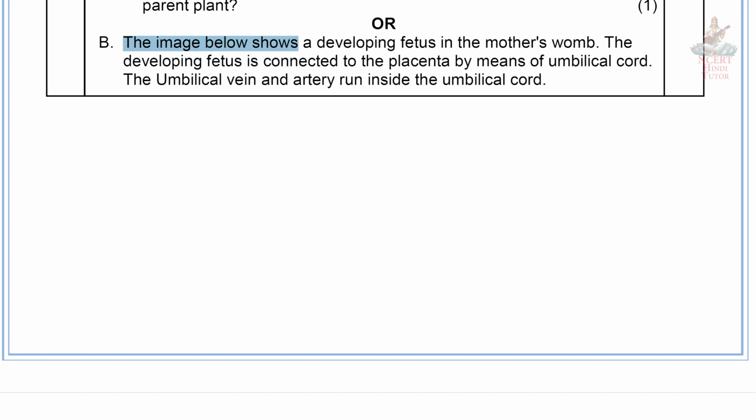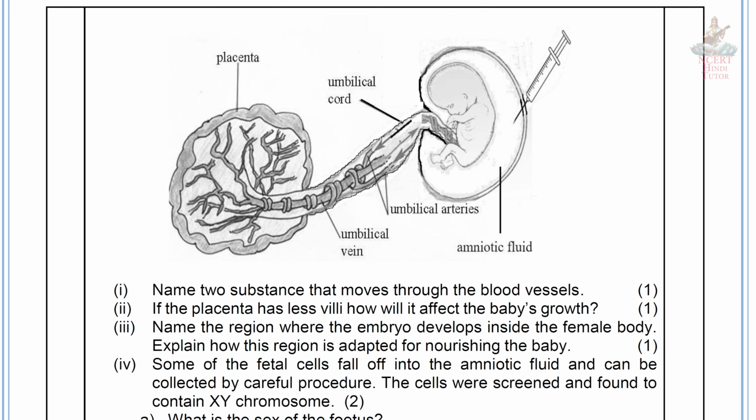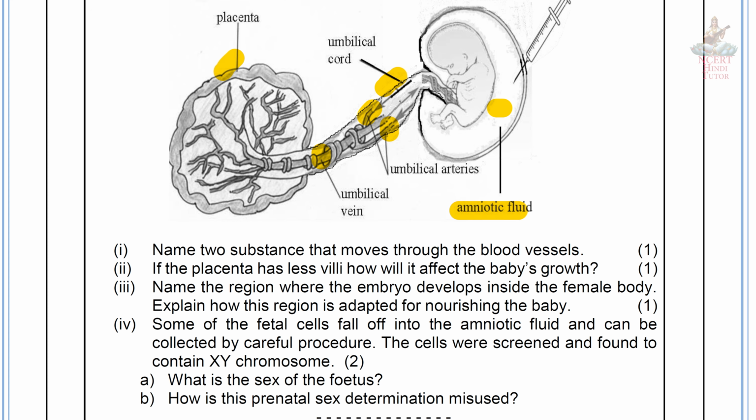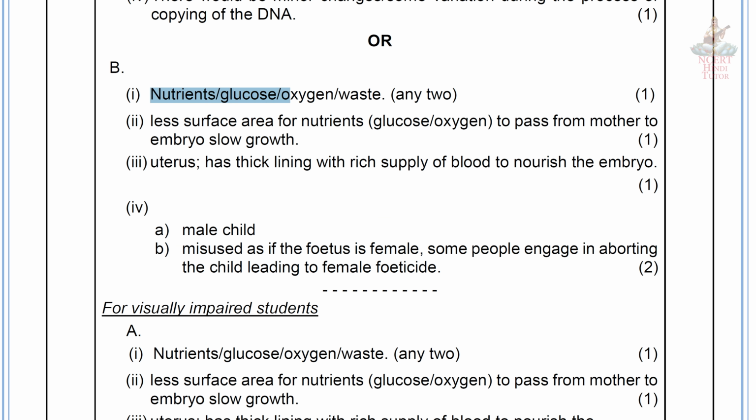B. The image below shows a developing fetus in the mother's womb. The developing fetus is connected to the placenta by means of umbilical cord. The umbilical vein and artery run inside the umbilical cord. So friends, this is the placenta, this is umbilical cord, this is umbilical vein, these are umbilical arteries, amniotic fluid inside fetus. First, name two substances that move through the blood vessels. Answer: nutrients, glucose, oxygen, waste. You can write any two.